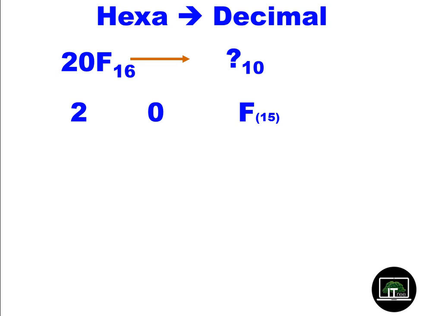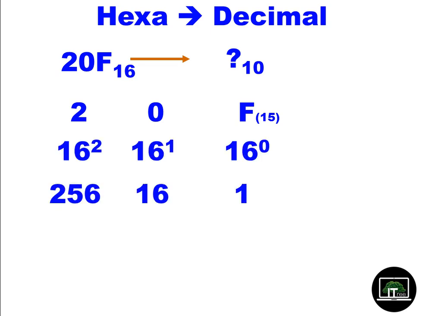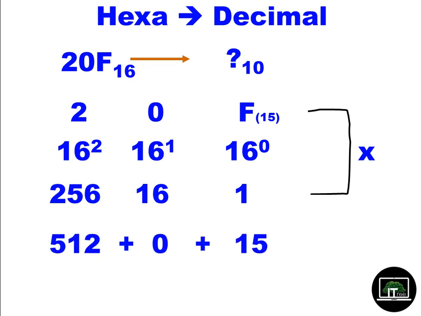If it is A, 10. If it is B, 11. If it is F, 15. So you multiply now. These are the positional values: 1, 16, 256. You multiply together. 1 by F, 1 by 15, it is 15. Then 16 by 0, it is 0. 256 by 2, 512. You add together, you get this value. When you convert 20F into decimal, you get 527.